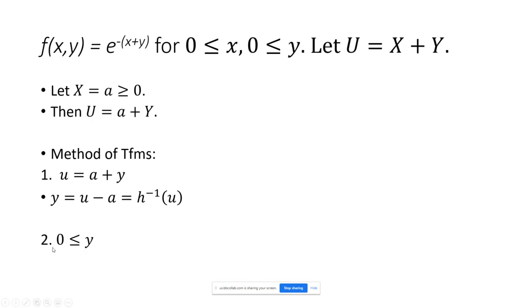Then our restrictions on the bounds of y were that y had to be greater than or equal to 0. So that means that u minus a has to be greater than or equal to 0. So if we add a to both sides here, we get that u must be greater than or equal to a.